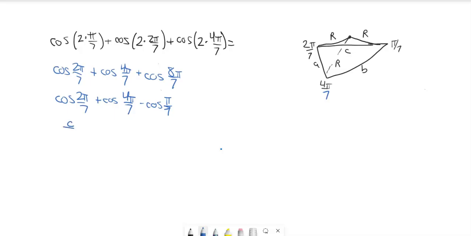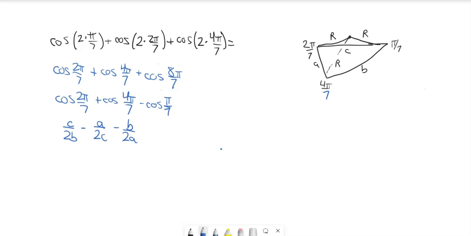Now, in one of my previous videos, I derived where these came from. The cosine of 2 pi over 7 was c over 2b. The cosine of 4 pi over 7 is obtuse, in the second quadrant, and cosine is also negative there, so that was b minus a over 2c. So minus b over 2a for the cosine of pi over 7. And you'll notice here that we have single variables in the numerator. That means they're all 1c, 1a, and 1b.